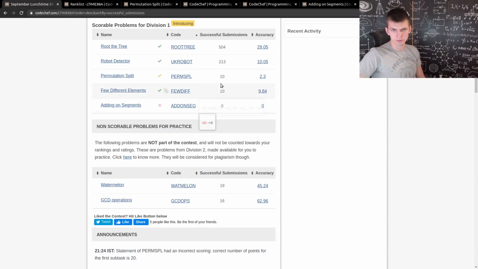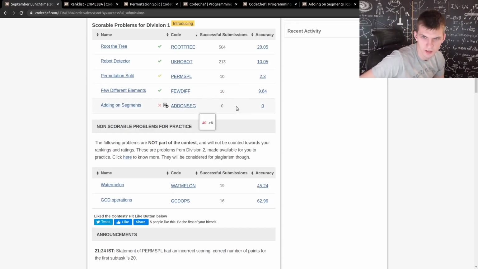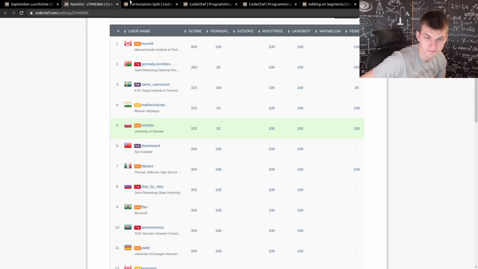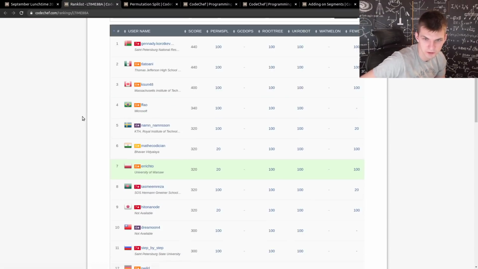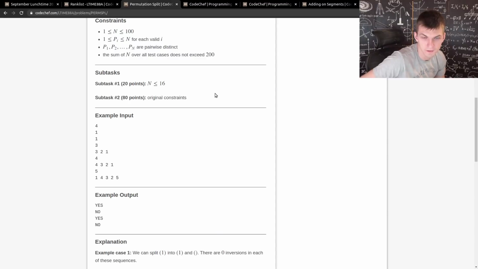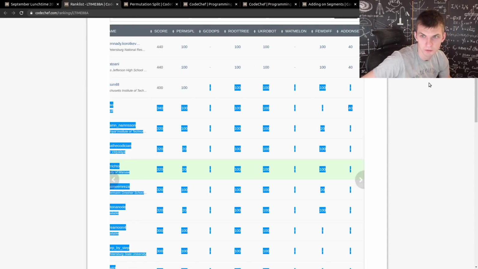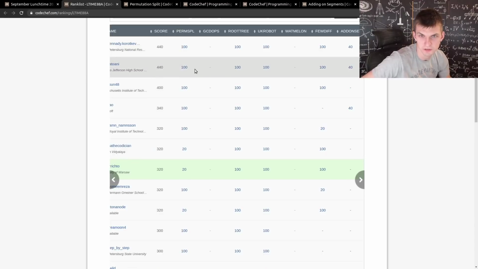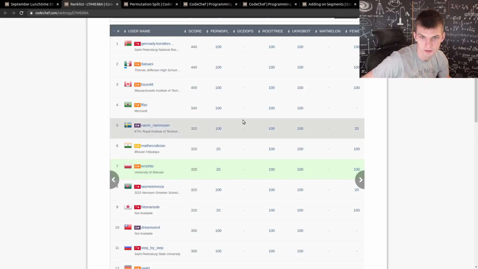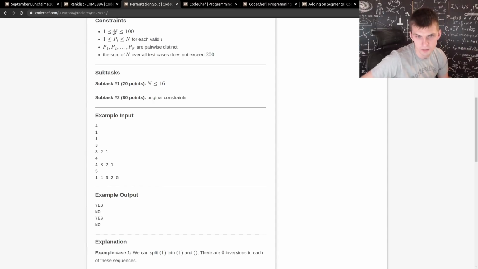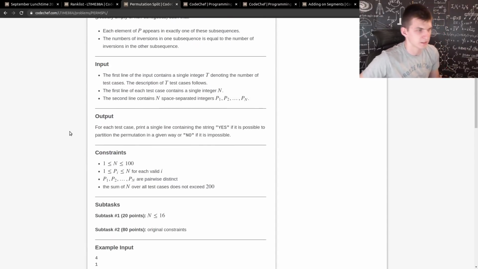Six people got 40 points here, 10 people got 100 points here, and if I solve this I will get plus 40, if I solve this I get plus 80. And let's get back to thinking about permutation split. So aiming for the score of, well, 400. Because we can already see that this is not easy for 100 points. If I want to get a good rank, I need to get 400 at least. But likely I will not get more.